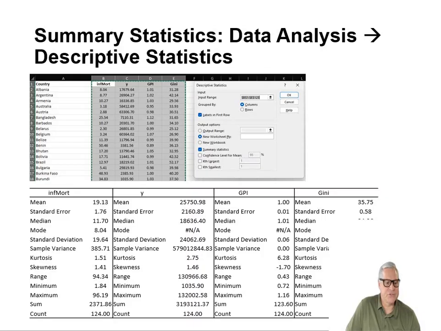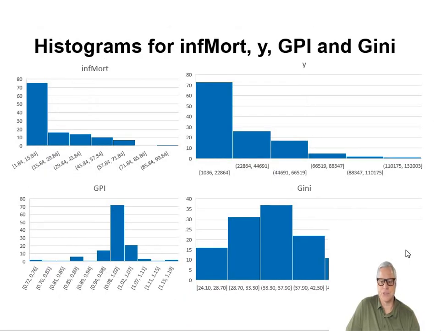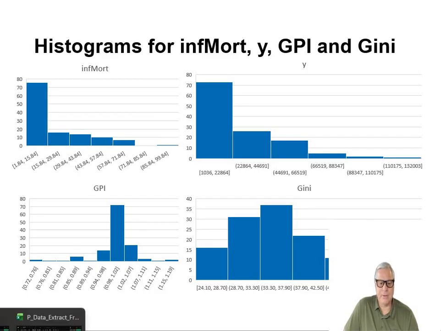So now we have seen all the histograms. You can see them again here: infant mortality, heavily skewed; GPI; and Gini. Whenever data is skewed to the right, it is said to be nonlinear. And why is that a problem? Well, it is a problem when it comes to creating a scatter plot.